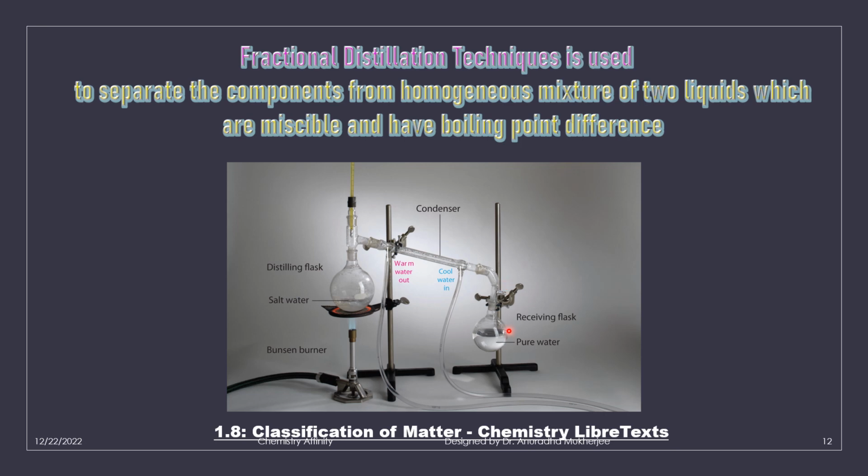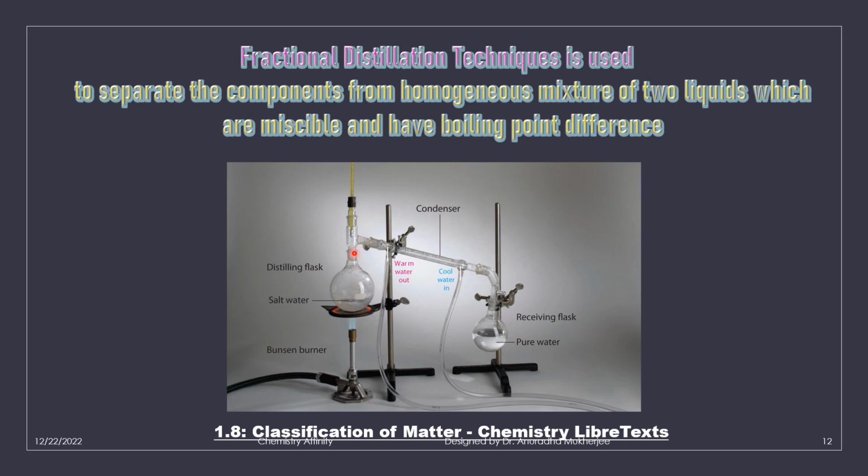It keeps the outer layer of the distillation apparatus cool, and this is connected with another round bottom flask where we are going to collect the components from the homogeneous mixture. So here we have taken salt water. Using the Bunsen burner, we are heating it until it reaches 100 degrees Celsius. This is the thermometer. Here you can see it measures the boiling point temperature, meaning the boiling point of the solvent.